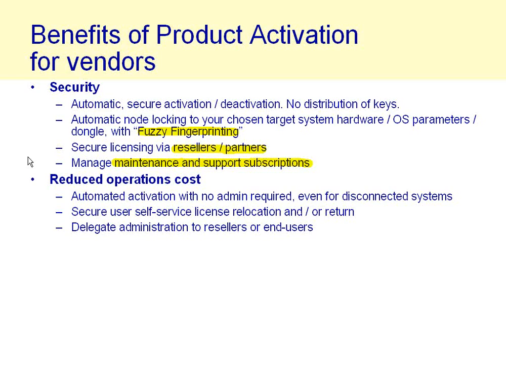In terms of operations costs, obviously the activation is automatic. There's no administration required, and we'll come to what happens when you have disconnected systems in a moment in various ways. Another thing Orion lets you offer is user self-service license relocation. And this deals with the scenario where somebody activates a license on a machine and then 6 months later they think, well, I want to move it to my new desktop or to my laptop, whatever it might be. So there's a first-class mechanism in Orion for allowing users to deactivate their license on the first machine, then go over and reactivate it on the second machine.